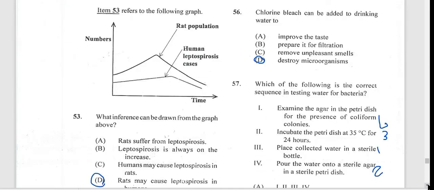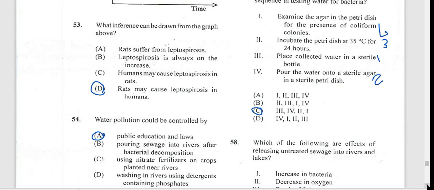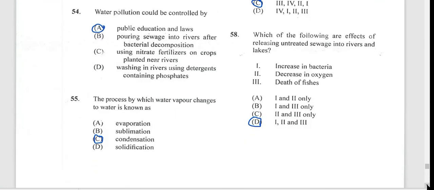For 53, it refers to the following graph, and we're looking at rat population and leptospirosis cases. Alright, what inference can be drawn from the graph above? Rats may cause leptospirosis in humans. So D is the answer there for 53. 54. Water pollution could be controlled by public education and law. The best answer here, A for 54. Moving on down to 55. The process by which water vapor changes to water is known as condensation.